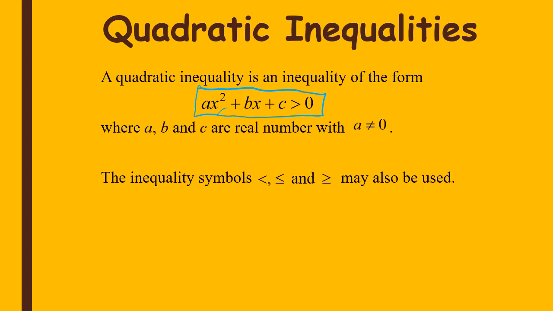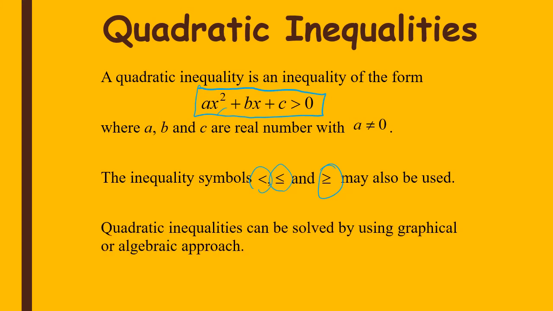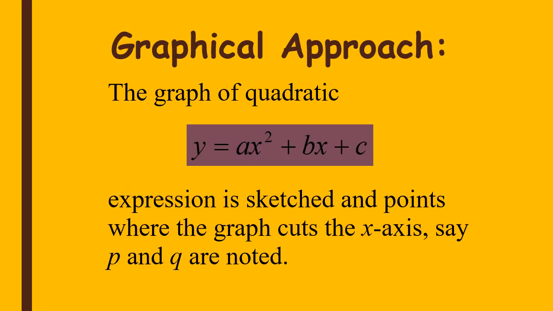The inequality symbol can be less than or equal to, or more than or equal to, may also be used. A quadratic inequality can be solved by using a graphical or algebraic approach, but I prefer to use the graphical method because it can be seen directly, and we can check the careless mistakes directly from the sketch. Graphical approach: all of you remember how to sketch a graph of a quadratic, ax squared plus bx plus c, right?